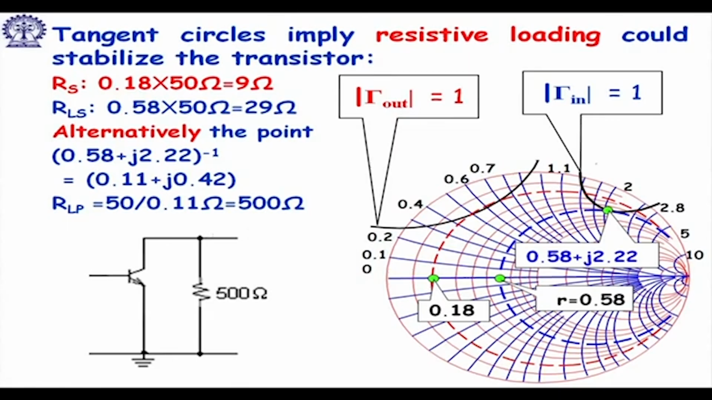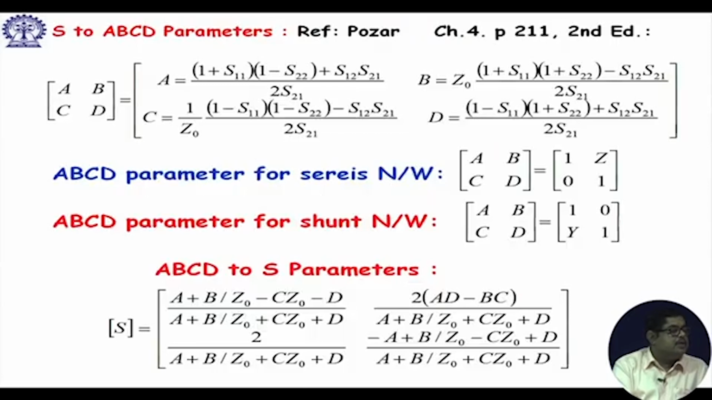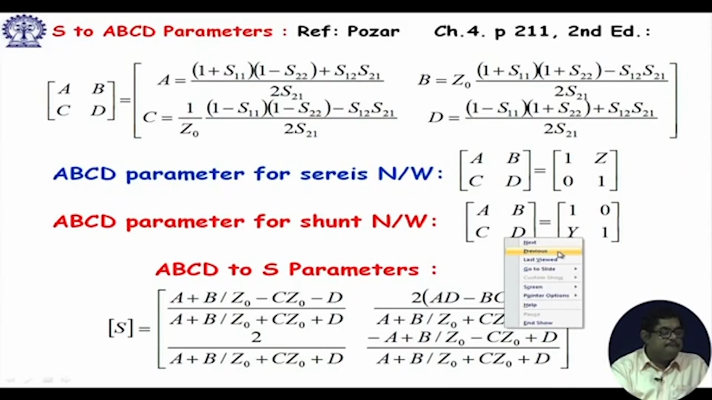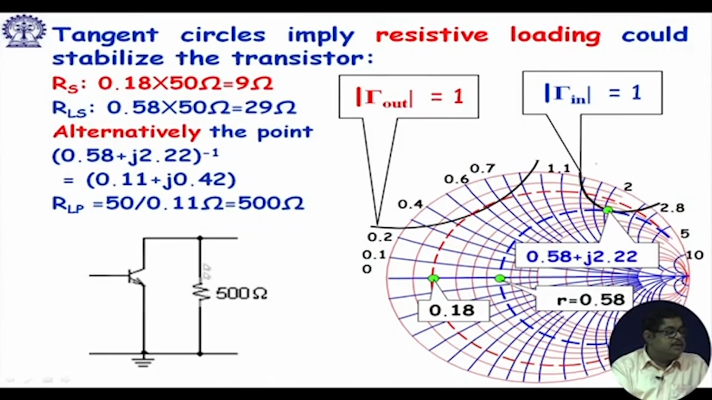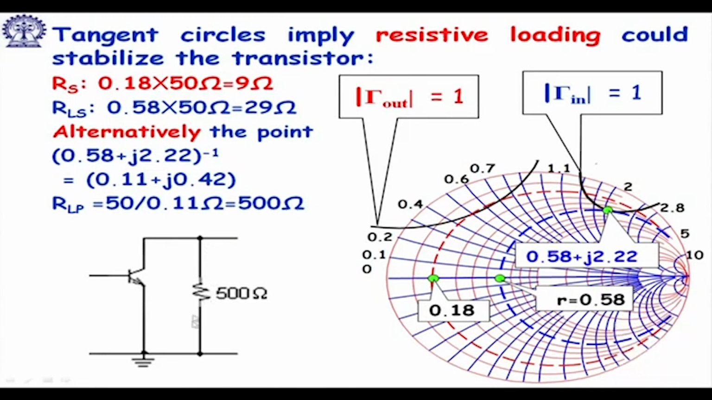So, by this resistive loading you can add, but obviously this will change the overall S parameter or overall the gain condition. So, we need to check whether this is true. We can do this: the series resistance or shunt resistance that we have had, we can find the ABCD parameter. As you can see, this one is a shunt element.